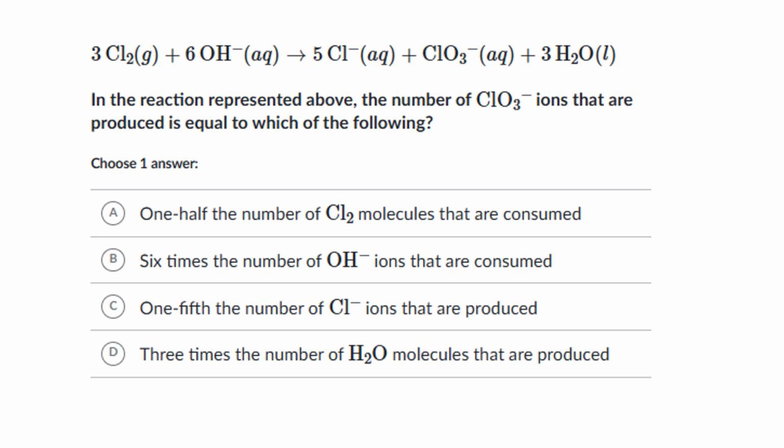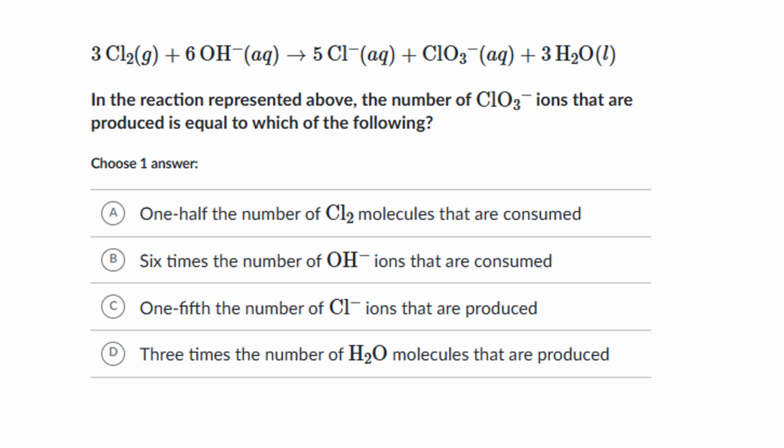All right, let's take a look at an example here. So here we have a balanced equation. We've got some coefficients. It says in the reaction represented above, the number of chlorate ions that are produced is equal to which of the following? So just kind of go through one at a time. We've got our chlorate here, which is a coefficient of 1. So is chlorate equal to 1/2 of Cl2? And of course, you can see it's equal to 1/3. So there's 3 Cl2s consumed for every 1 chlorate. So that one's not correct.